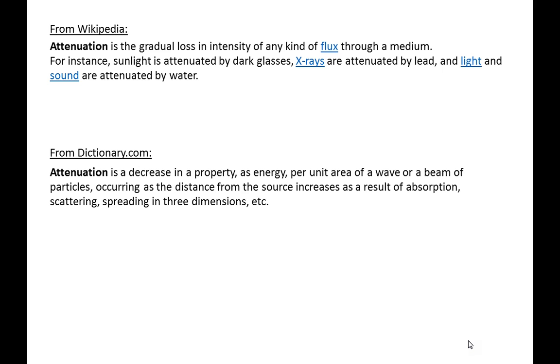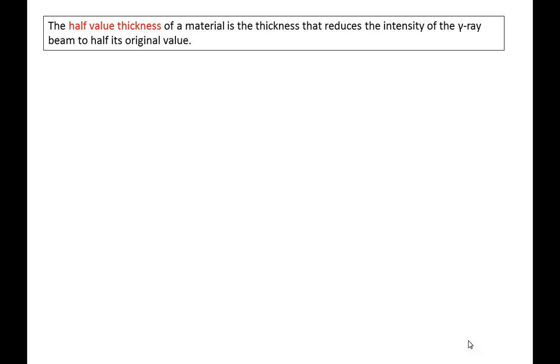X-rays are dimmed by lead, and so on. So I think you all understand this. So we go back to the question, we read it carefully. The half-value thickness of a material is the thickness that reduces the intensity of the gamma ray beam to half its original value. So obviously we are measuring the thickness along the direction of the energy flow. No point measuring distance perpendicular. So we read this definition given by the question carefully.